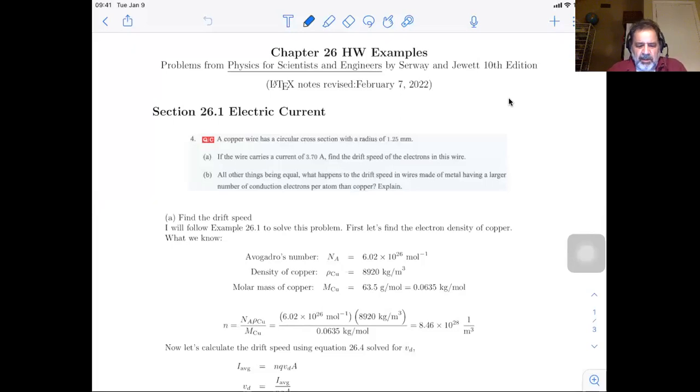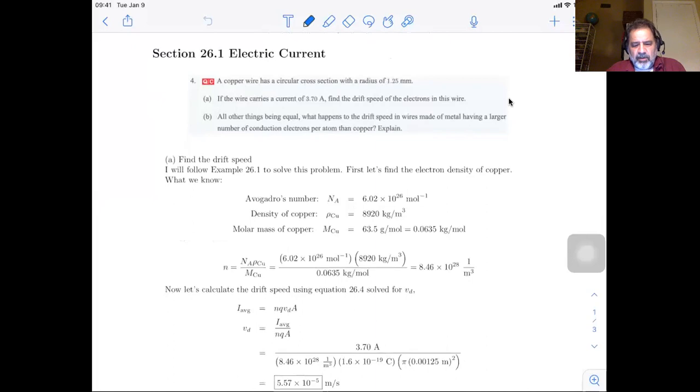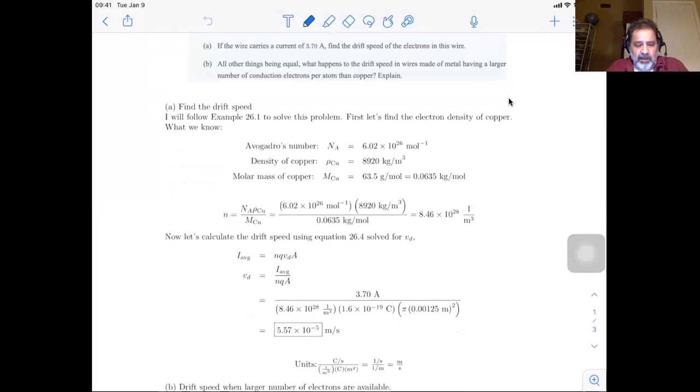This is a copper wire has a circular cross section with a radius of 1.25 millimeters. If the wire carries a current of 3.7 amps, find the drift speed of the electrons in this wire. And then there's a part B. I'll read that one after we complete part A. So part A, find the drift speed. And I even say I'll follow example 26.1 to solve this problem. First, let's find the electron density of copper.